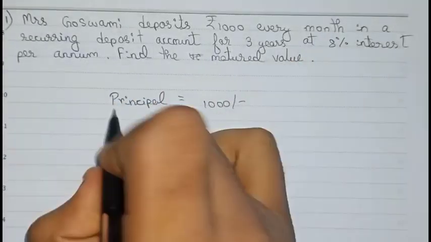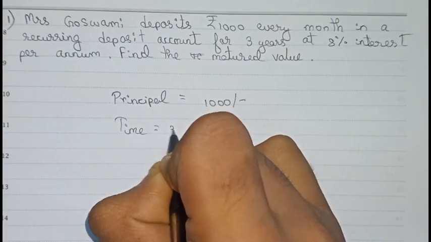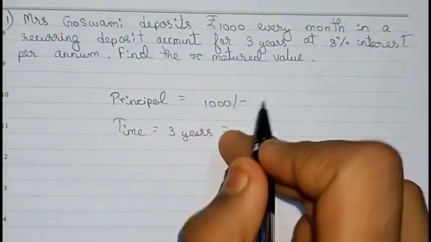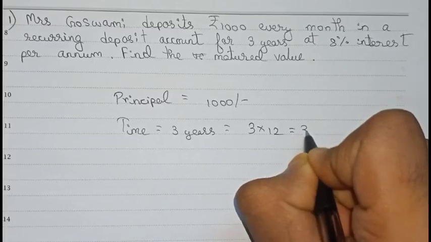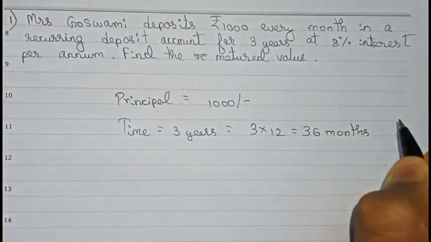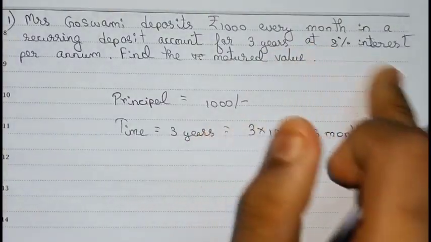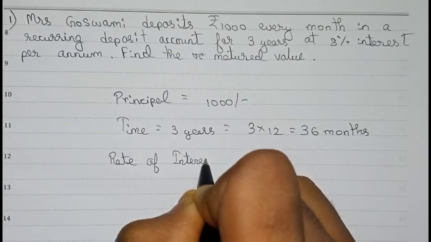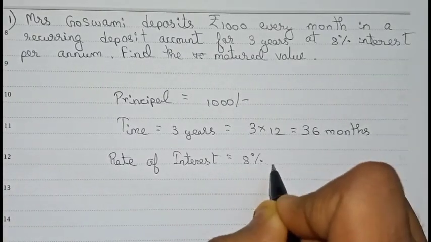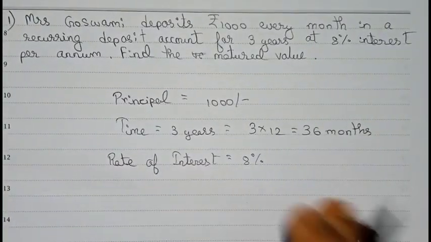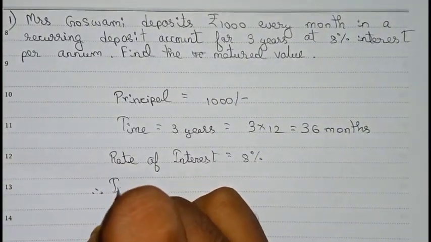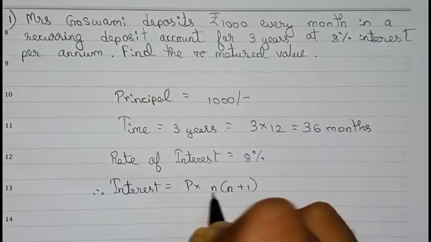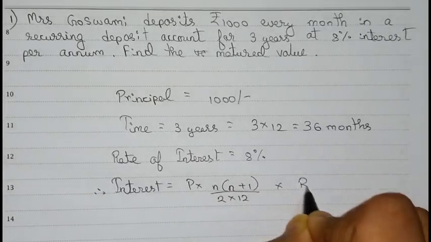Now time is given 3 years. As I've just discussed, that time we have to keep in months. So 3 into 12, 36 months. Now rate of interest is given 8%. With this information, first we will find the interest. So interest is equal to principal into n plus 1 by 2 into 12 into r by 100.